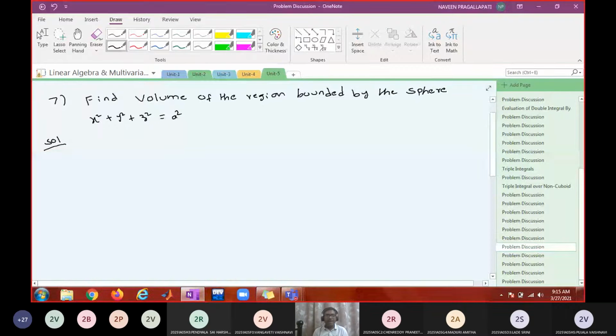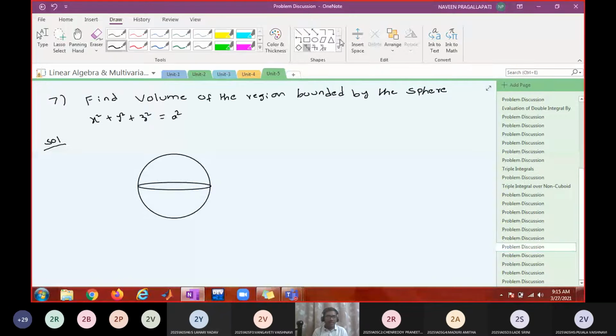What would be the volume of the sphere of radius a? 4/3 pi a cubed. Okay. And how did you get that formula? Through multiple integrals. Okay. So now today we are going to derive that formula.